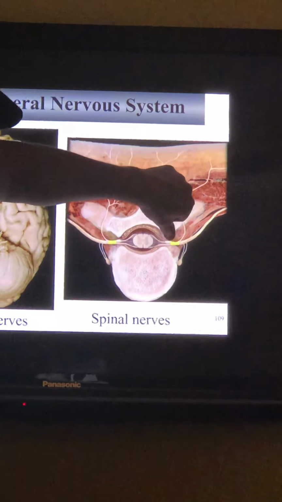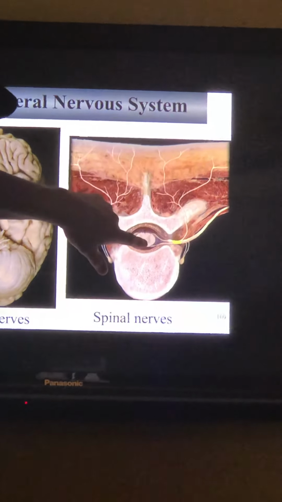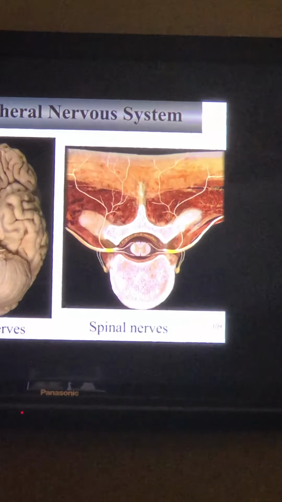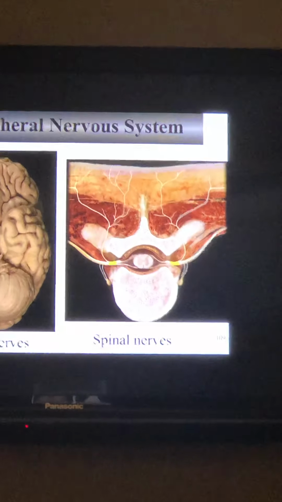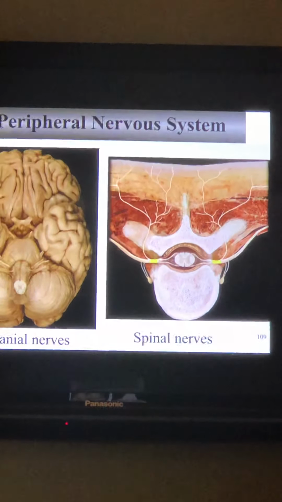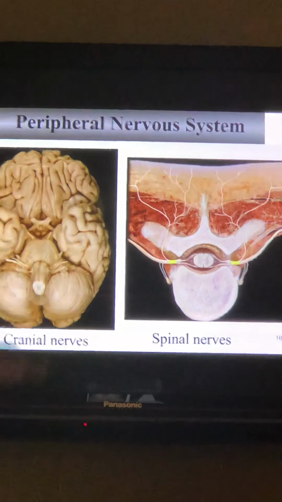The dorsal root has sensory coming in. The ventral root has motor going out. This is why we call these mixed nerves for the most part. Your book will say the first pair of spinal nerves are not mixed, and that is true, but we're just going to say they're all mixed for the test.